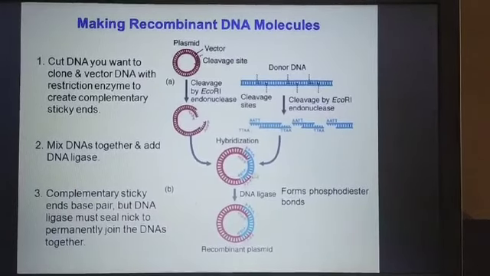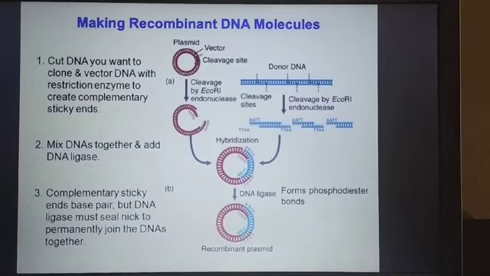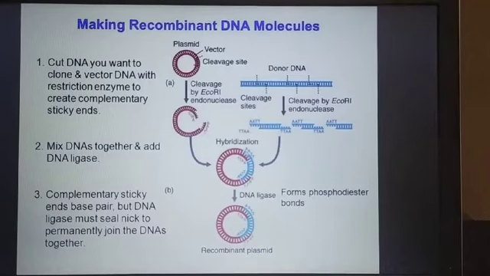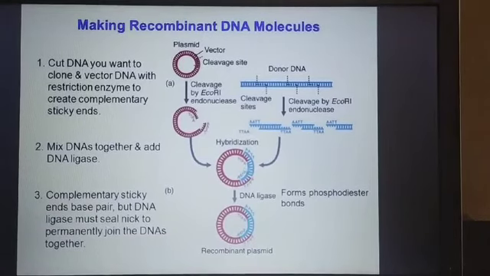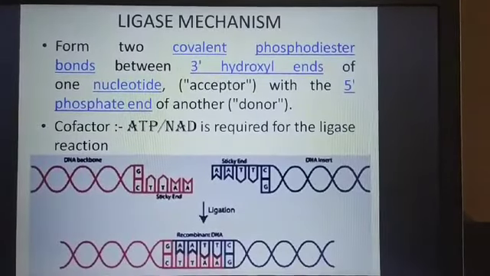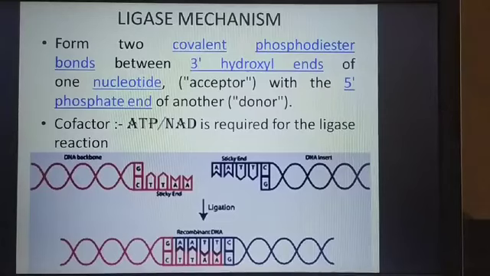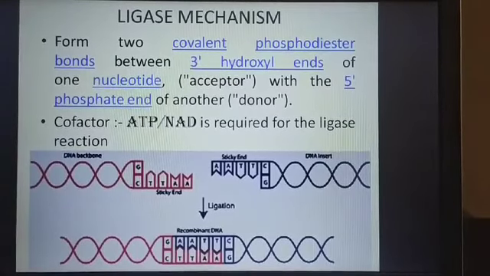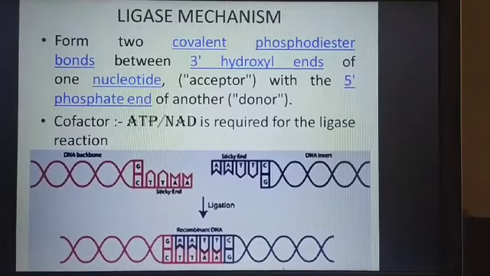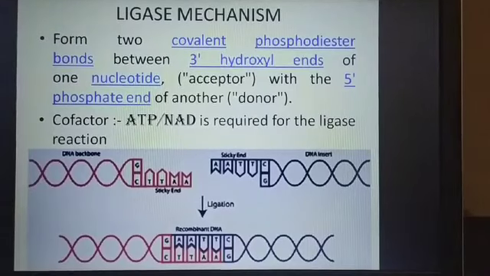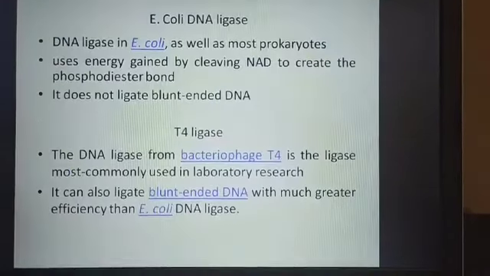So once we mix these two cut molecules together and then add DNA ligase, the ligase will seal these nicks, these breaks. Even though they base pair, there will be nicks, and these nicks will be sealed by DNA ligase. That is the exact function of DNA ligase. It creates phosphodiester bonds between the 3' hydroxyl end of one nucleotide and the 5' phosphate end of the other nucleotide. These enzymes require cofactors for their function. Either ATP or NAD is used for the ligase reaction.